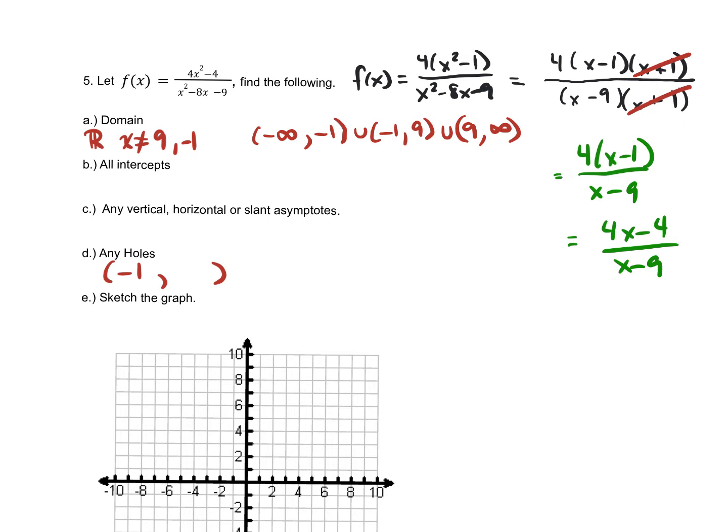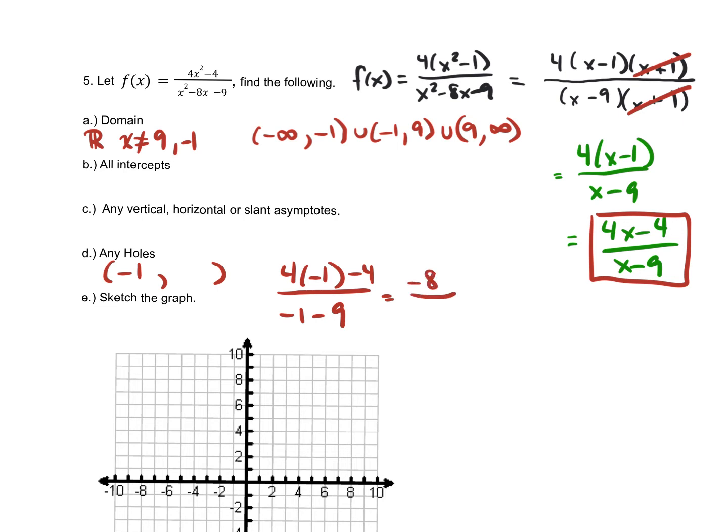So I'm going to go ahead and finish up the hole initially. I know the x is negative 1. To find the y, I'm just going to plug that into the lowest terms. I'm plugging it into this version of lowest terms, but you don't have to; you can do it in the other one. So that's negative 4 minus 4, which is negative 8, over negative 1 minus 9, which is negative 10. That's 8/10 or 4/5 if I reduce it. So my hole is at negative 1 and 4/5.